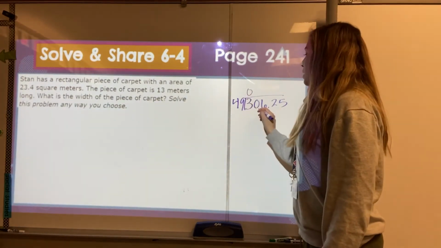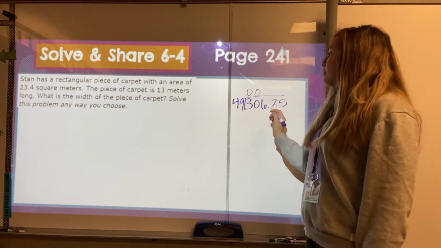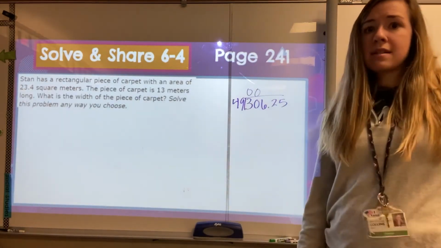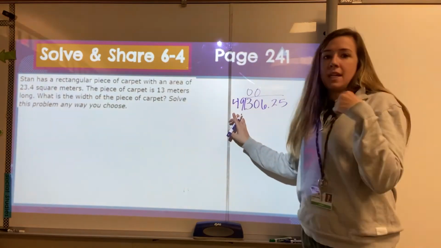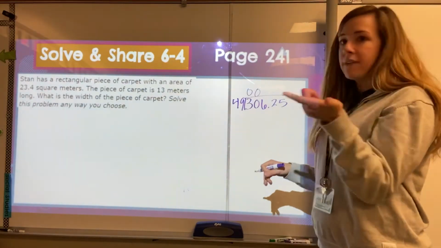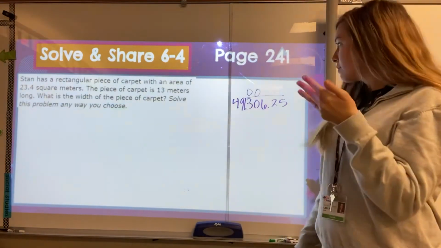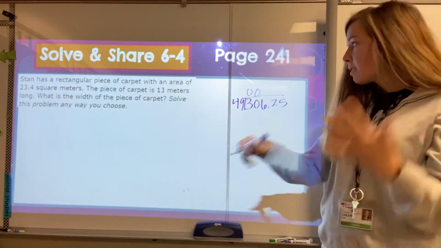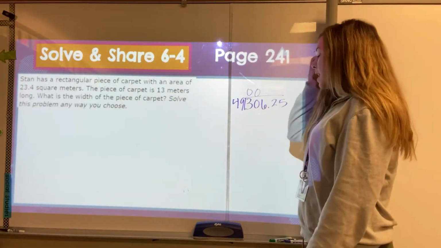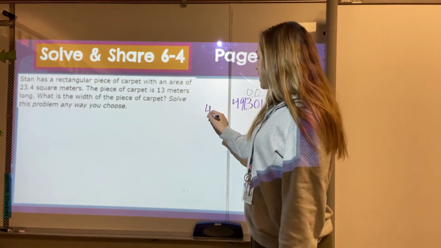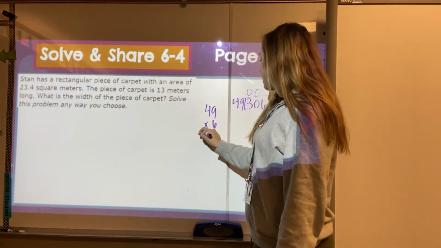No, it won't. Will 49 go into 30? No, it won't. So now we're putting 49 into 306. Well, this is about 50, and I know 50 and 50 is 100. So 4 50s would be 200. 6 50s would be 300. So I might be able to get 49 times 6, and I used a little bit of estimation there.